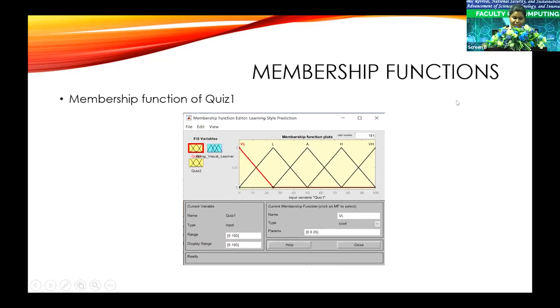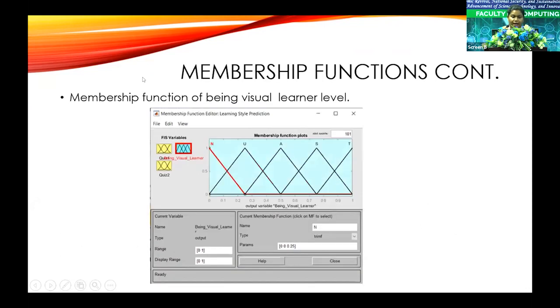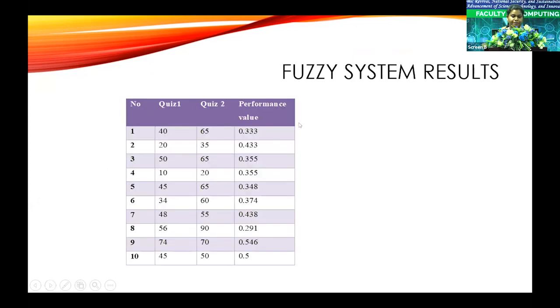Here is the membership function of the fuzzy input. And then this is the membership function of being a visual learner. I've used MATLAB to generate this MATLAB script. And here are some random inputs which I've considered, and I got the performance value of each.